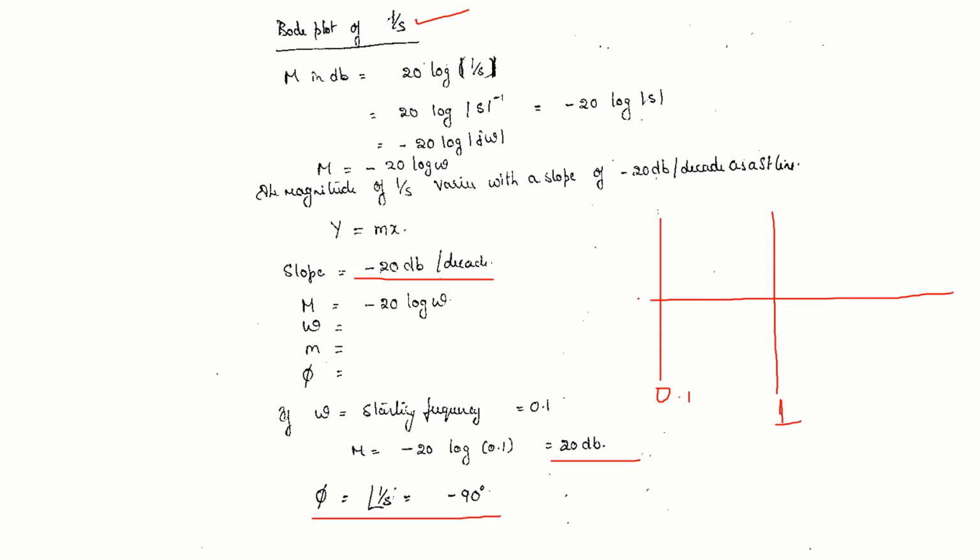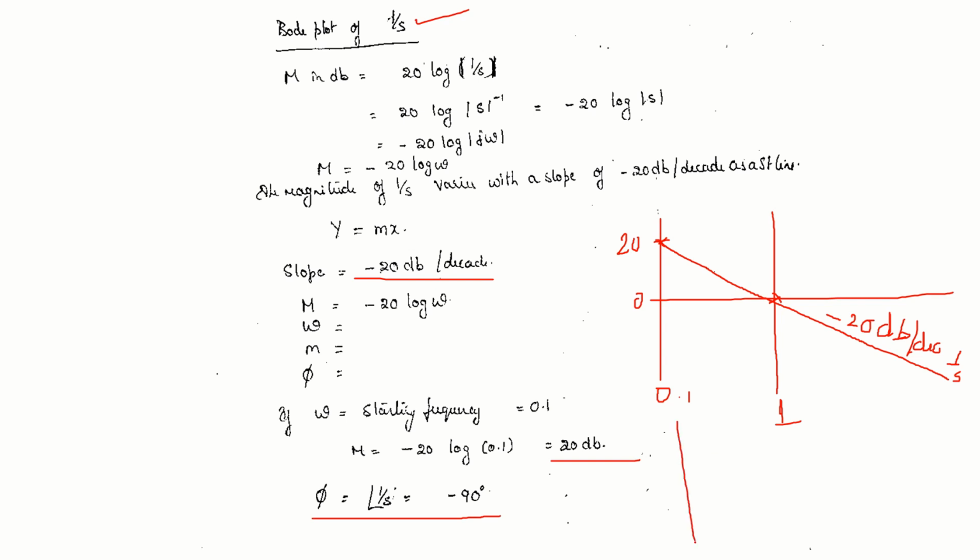When omega is 0.1, let us say magnitude is 20 dB. As omega varies, magnitude varies with a slope of minus 20 dB per decade. Minus 20, so come down. 1 decade means this point and this point. Join these 2 points and draw a line. This is minus 20 dB per decade. Okay. This is plot of 1 by S.